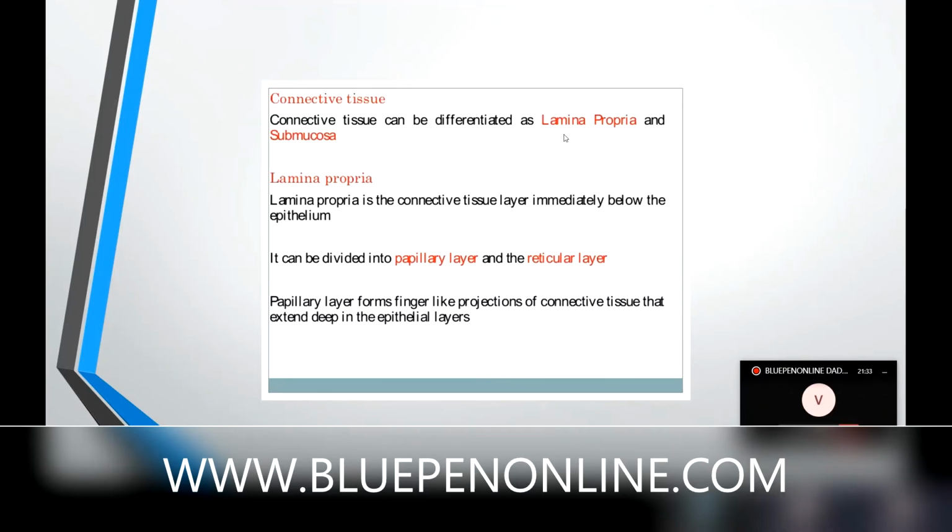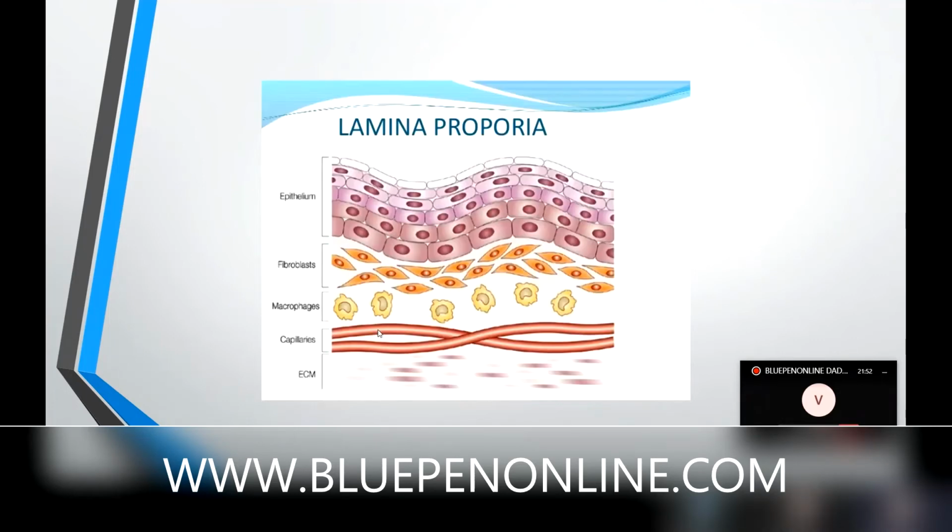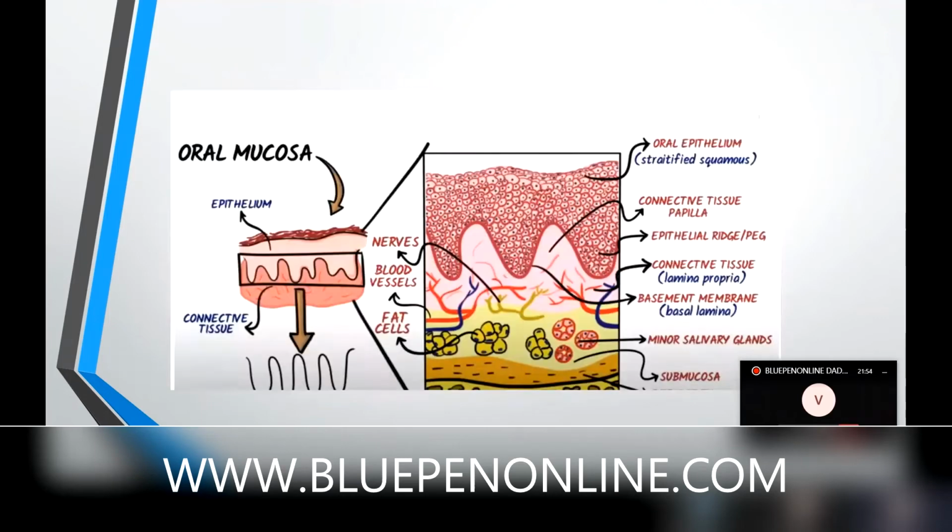Connective tissue can be differentiated as lamina propria and submucosa. Lamina propria is the connective tissue layer immediately below the epithelium. It is divided into papillary and reticular layers. Papillary layer forms finger-like projections of connective tissue that extend deep in the epithelial layers. So here we saw that epithelium is like this with rete pegs. The connective tissue present in these projections is called papillary connective tissue.